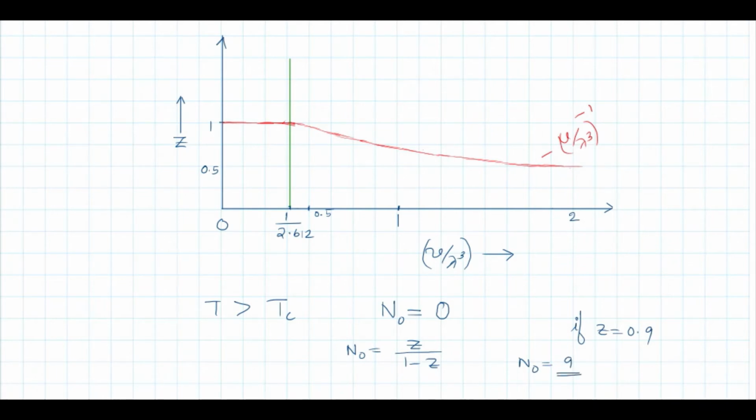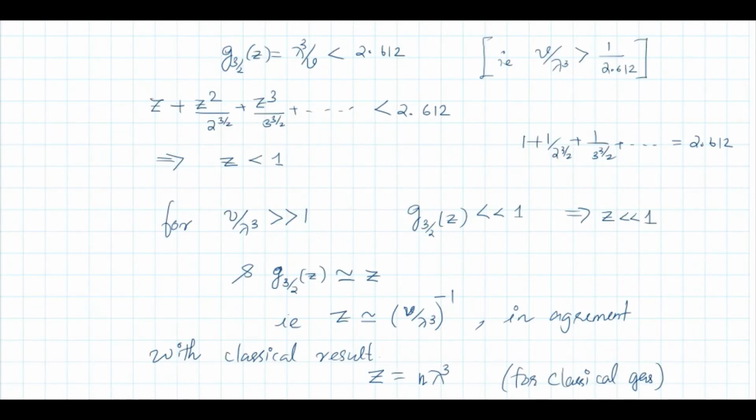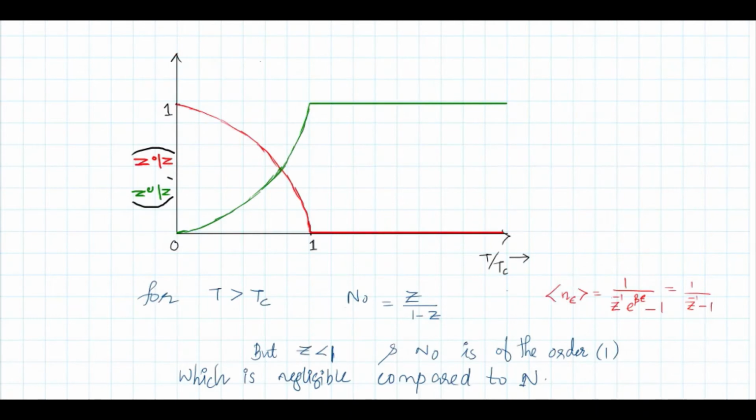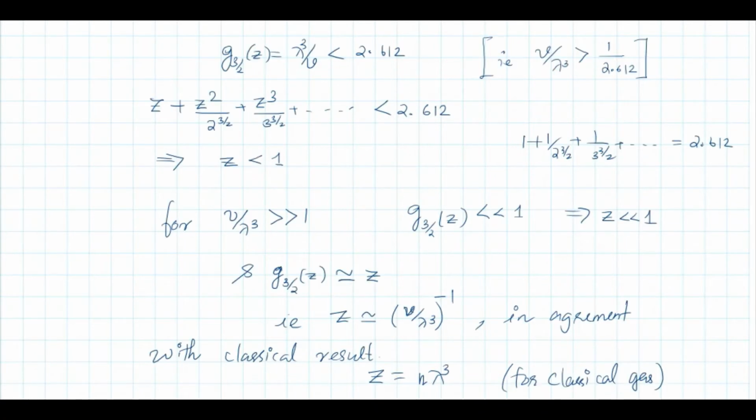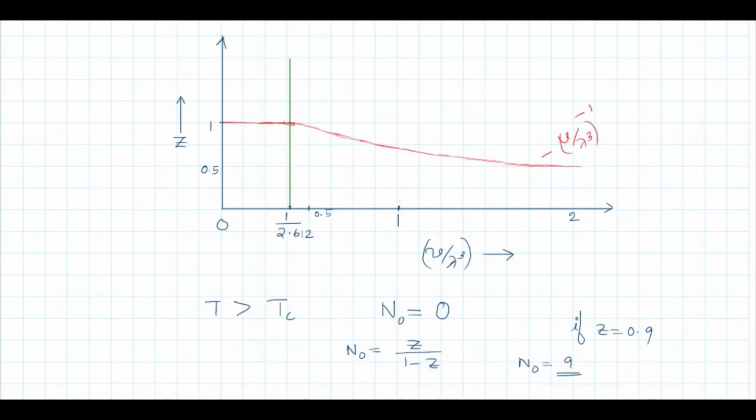This value is negligibly small compared to the total number of particles in the system. It is of the order of 10 to the power 23. And you can effectively say that the ground state population is 0. Number of particles in the ground state is 0. If Z is 0.99, then also this value is roughly 99. That is again negligible compared to the total number of particles. That is why in this graph, beyond the critical temperature, the number of particles in the ground state is effectively 0. So that is the variation of Z with the temperature.